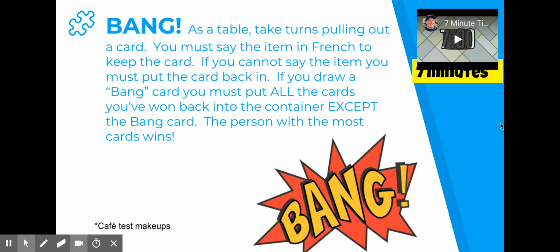If you draw a Bang card, you need to put all of your cards that you've won back into the bag, except for the bang card. You can keep that out, though I'd probably play putting it back in until the last 2 minutes of the game. And then the person on your table with the most bang cards wins.